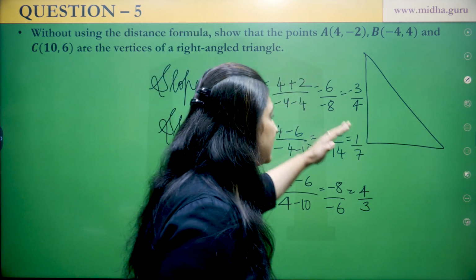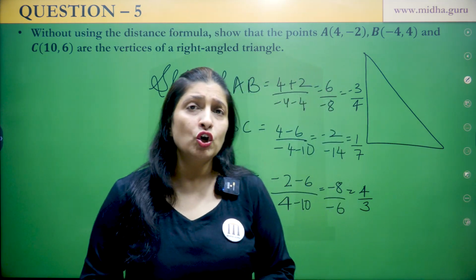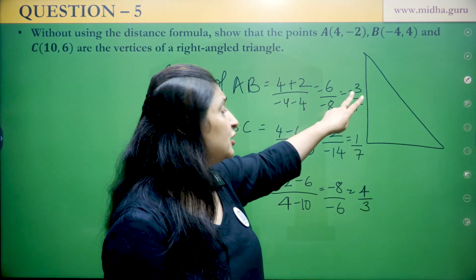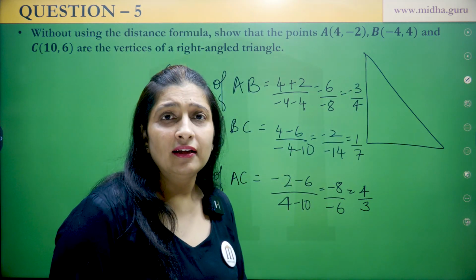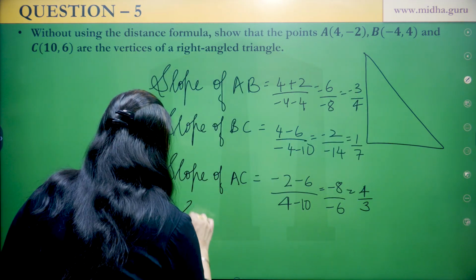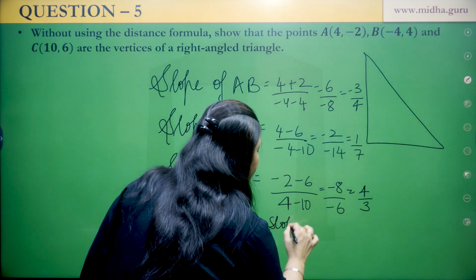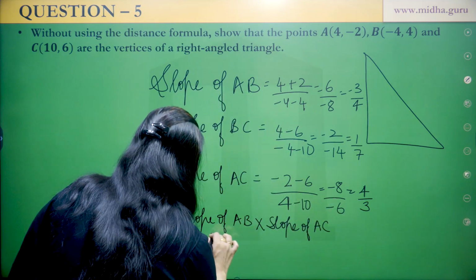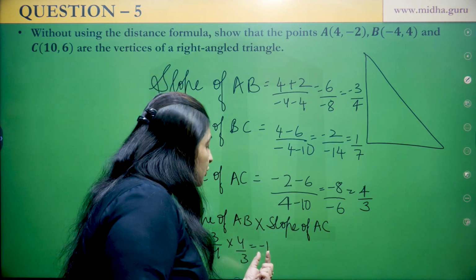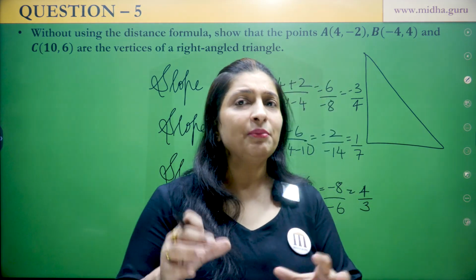Now, just see the slopes of all the three sides and notice the relationship. Can we see that the product of slopes of any two sides is coming to be minus 1? Yes, we can see. Just see the slope of side AB and side AC and find the product. Isn't the product equal to minus 1? So slope of AB into slope of AC is minus 3 by 4 into 4 by 3, which is minus 1. So the product of slopes of these two sides is minus 1. That means, yes, it is a right angle triangle. We have proved that.